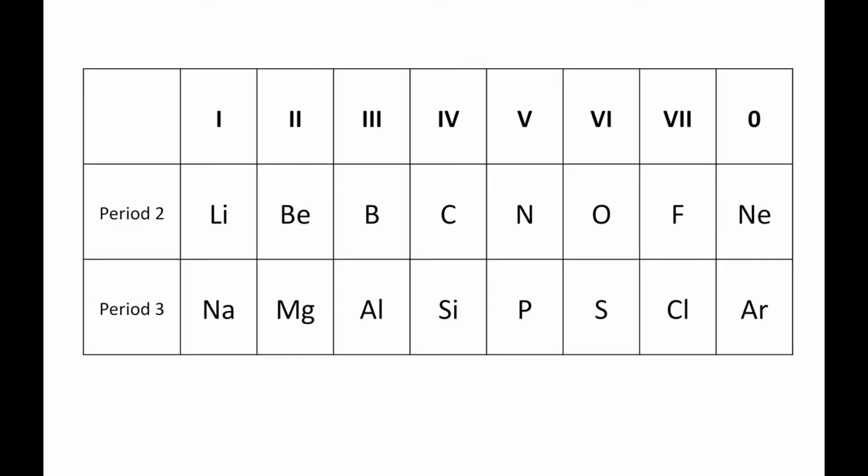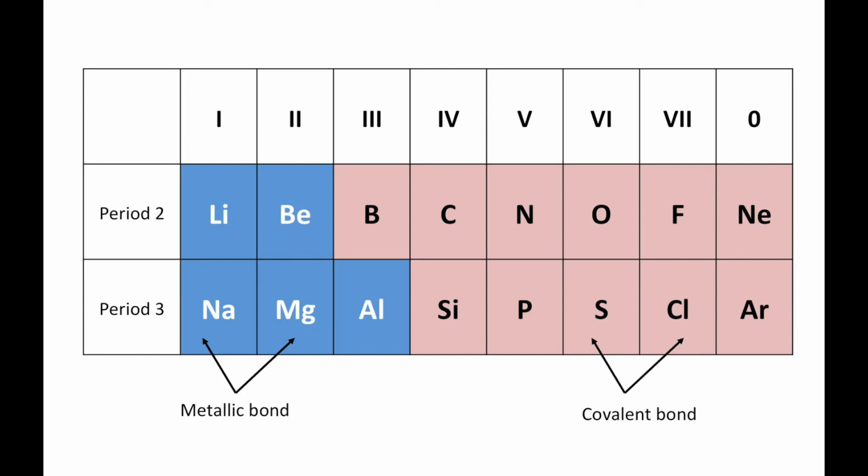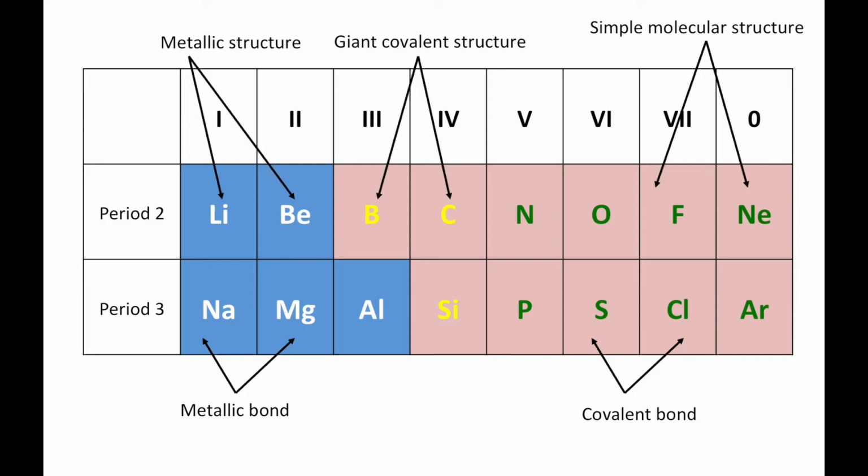And here we have a periodic table. In our discussion, we only focus on period 2 and period 3 first. I have highlighted the periodic table. The ones in blue form metallic bonds, and the ones in pink form covalent bonds. The elements with white letters form metallic structures, the yellow letters form giant covalent structures, and the green letters form simple molecular structures.